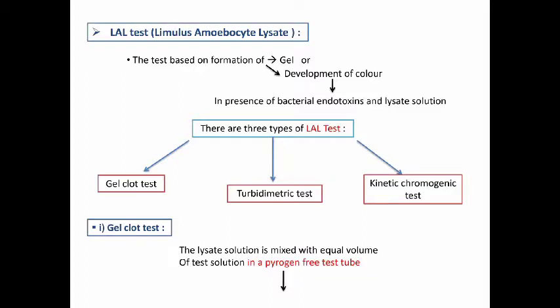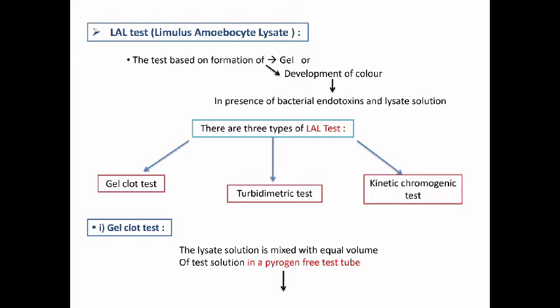LAL test is Limulus Amoebocyte Lysate. The test is based on the formation of gel or development of color in presence of bacterial endotoxins and the lysate solution. There are 3 types of LAL test. First is gel clot test, second turbidimetric test, third is kinetic chromogenic test.